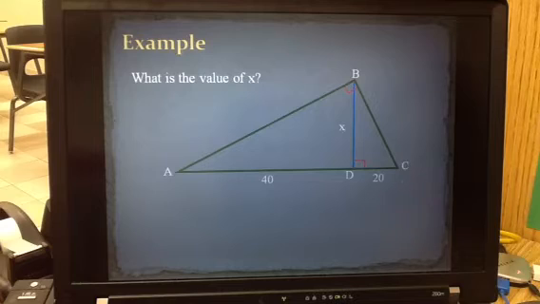So, to find the value of x without having to set up a proportion, using the same numbers, instead of setting up a proportion, 40 over x and x over 20, the shortcut is x is the square root of 40 times 20. It's going to be the square root of the two little pieces that the altitude is chopping up.